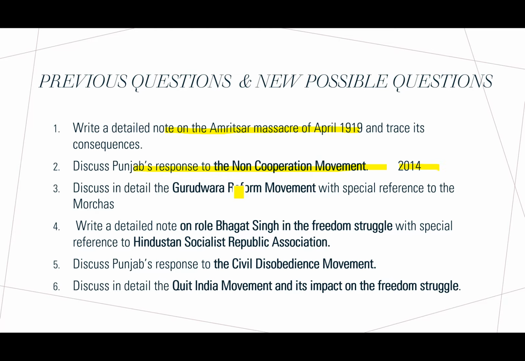That means you will talk about the non-cooperation movement, but what was its response in Punjab, you will typically talk about that. Then discuss in detail the Gurdwara reform movement with special reference to various morchas, or what do you know about the growth of the Gurdwara reform movement. Then the other question which can come is, write a detailed note on the role of Bhagat Singh in the freedom struggle with special reference to Hindustan Socialist Republican Association. Discuss Punjab's response to civil disobedience movement. Discuss in detail the Quit India movement and its impact on the freedom struggle.